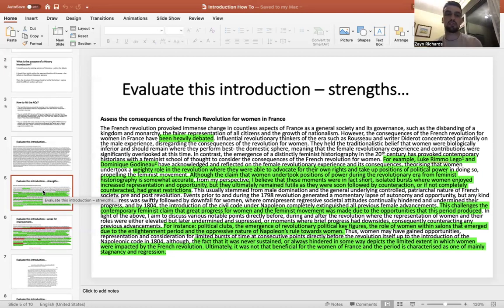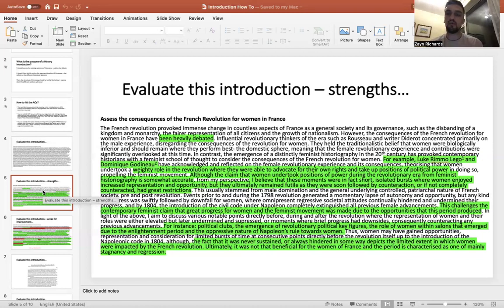Now, look at the question: assess the consequences of the French Revolution for women in France. They've then given their opinions, theorizing that women undertook a weighty role in the revolution where they were able to advocate for their own rights and take up positions of political power. So that's clearly linked to the question. The question is asking about the effects of the French Revolution on women in France, and they're clearly saying that women played a big role and it led to them taking on more political positions. Okay, so that's clearly linked.